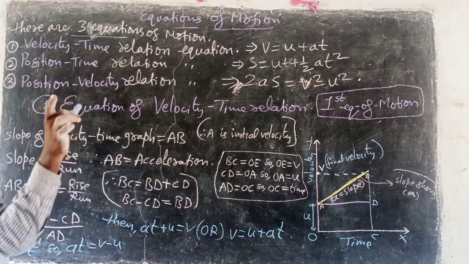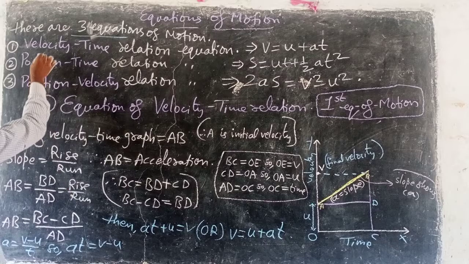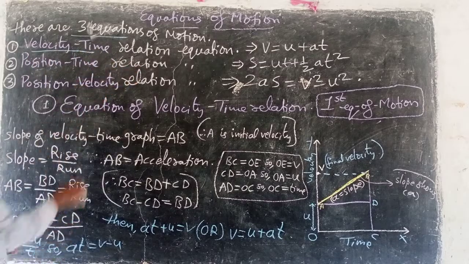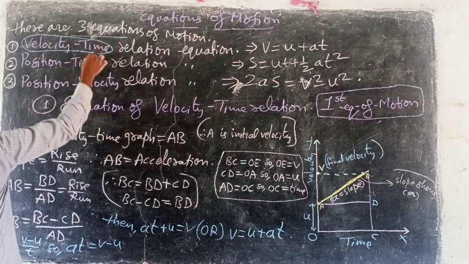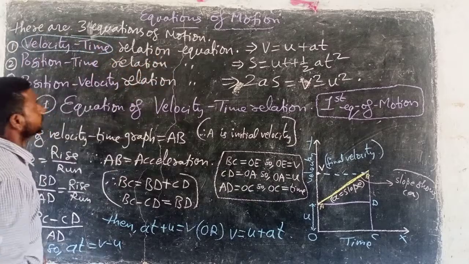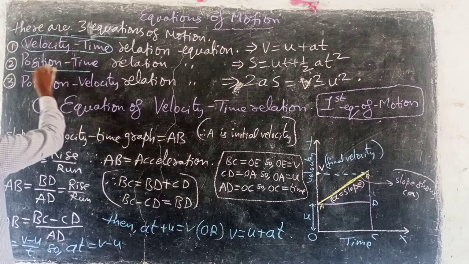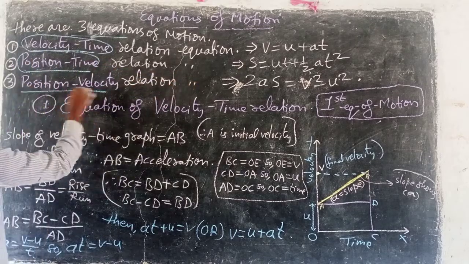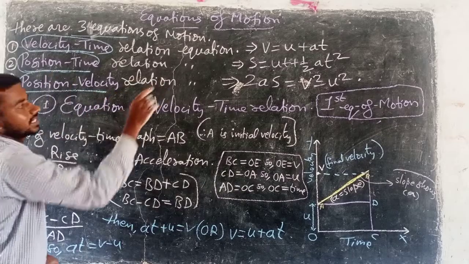There are three equations for motion. First one, the velocity-time relation equation. Second one, the position-time relation equation. Third one, the position-velocity relation equation.